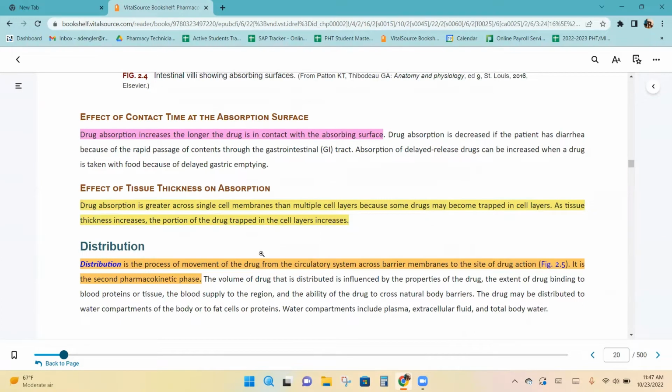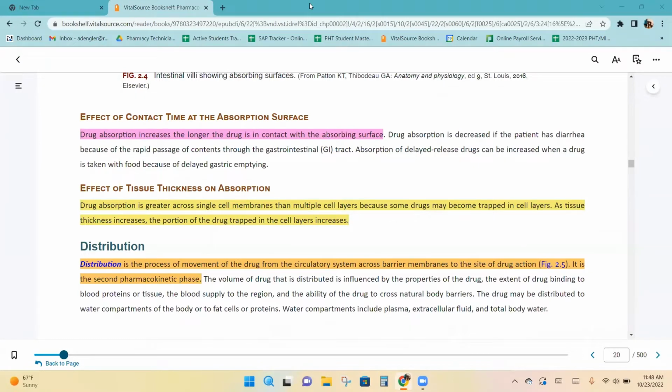Drug absorption increases the longer the drug is in contact with the absorbing surface. Drug absorption is decreased if the patient has diarrhea because of the rapid passage of contents through the GI tract. Absorption of delayed release drugs can be increased when a drug is taken with food because of delayed gastric emptying.